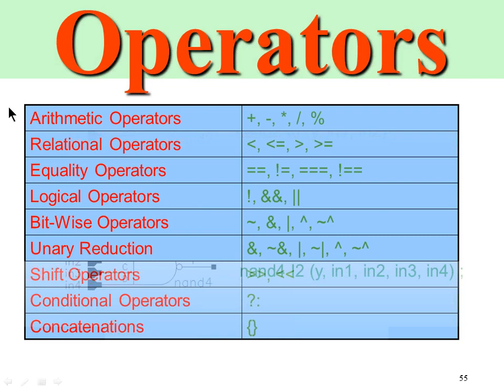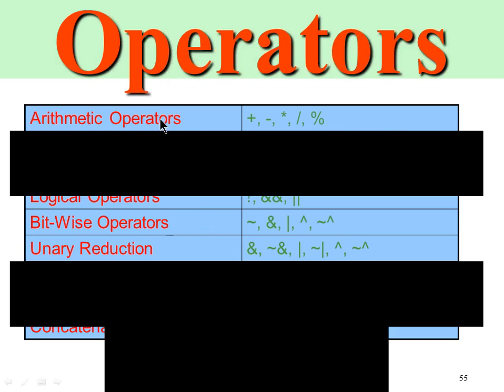Verilog supports operators. There are various kinds of operators supported by the Verilog language. What are the arithmetic operators? Plus, minus, star, slash, percentage. This is addition, subtraction, multiplication, division giving you the quotient, and percentage is division giving you the remainder. Both are division operations. The forward slash will give you the quotient as the result. Percentage is a division operator which will give you the remainder.